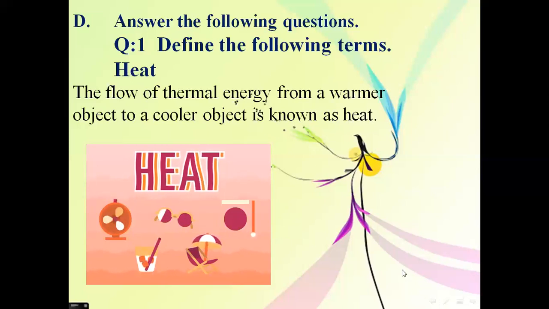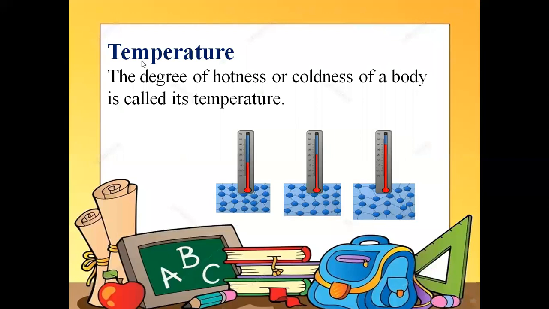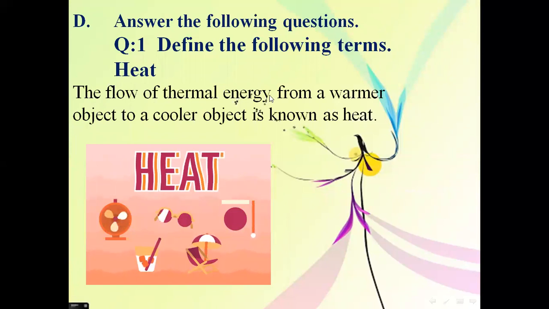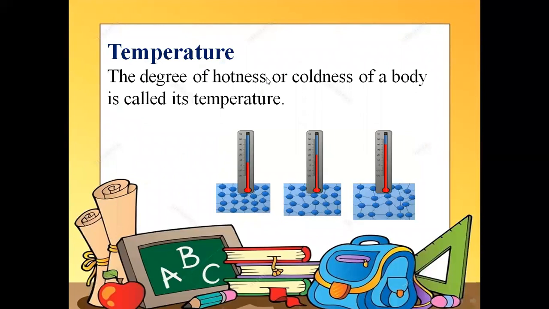First term heat. Second term is temperature. What is temperature? The degree of hotness or coldness of a body is called its temperature. Heat is the flow of thermal energy from a warmer to a cooler object, and temperature is the degree of hotness or coldness of a body.